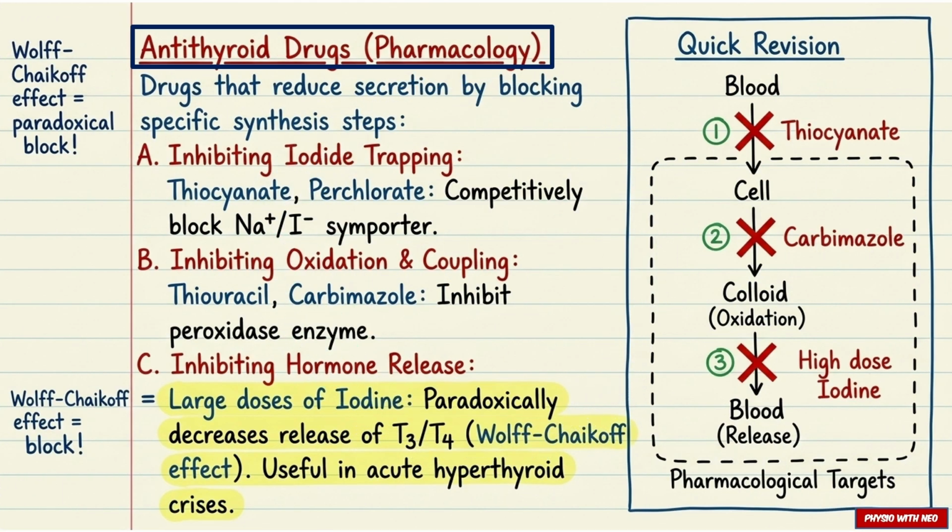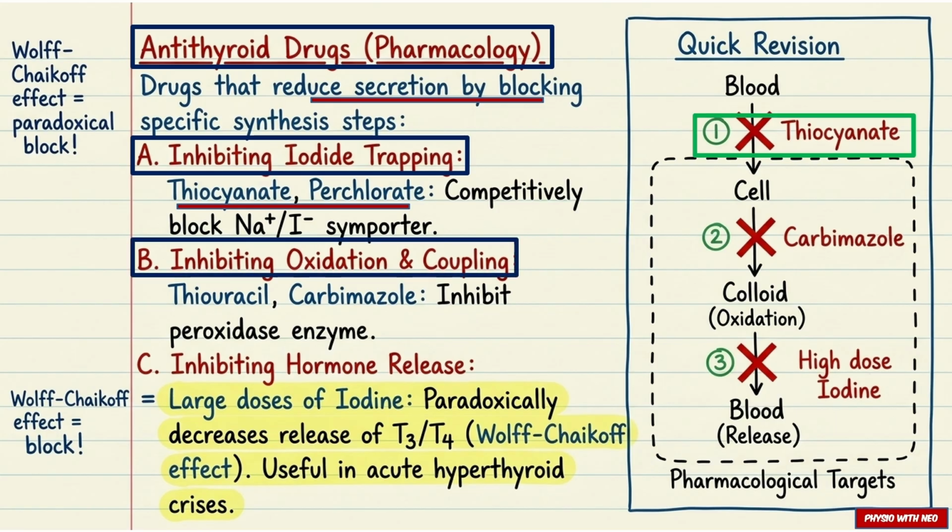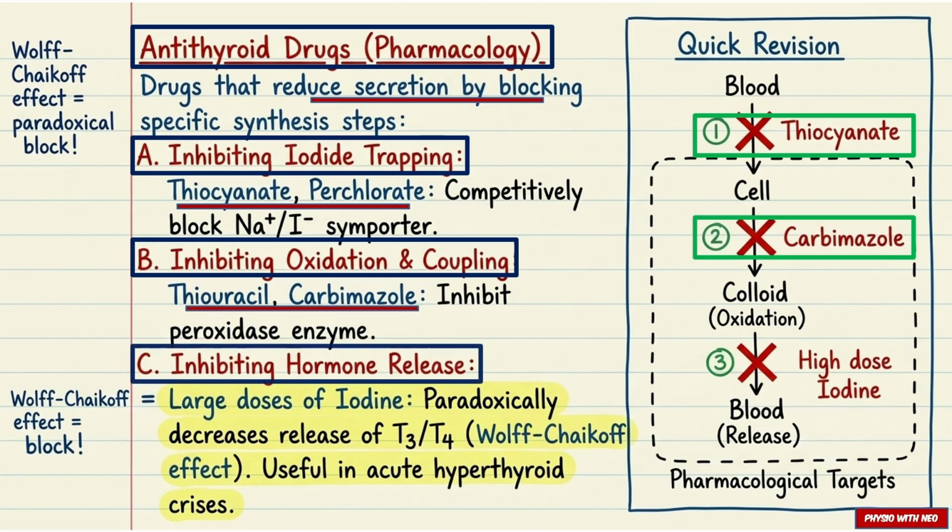Let's finish this answer with the pharmacology. Antithyroid drugs reduce the secretion by blocking specific synthesis steps. First one is inhibiting iodide trapping. Drugs like thiocyanate and perchlorate competitively block the sodium iodide symporter. Second one is inhibiting oxidation and coupling. Drugs like thiouracil and carbimazole inhibit the peroxidase enzyme. Third one is inhibiting hormone release. Here, large doses of iodine paradoxically decrease release of T3 and T4. This is called the Wolff-Chaikoff effect.